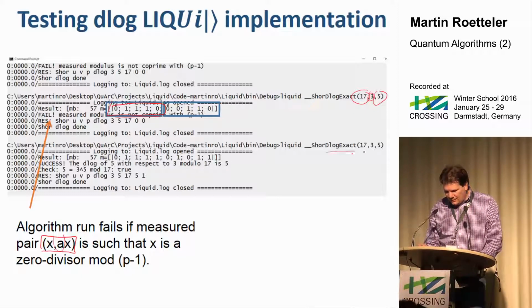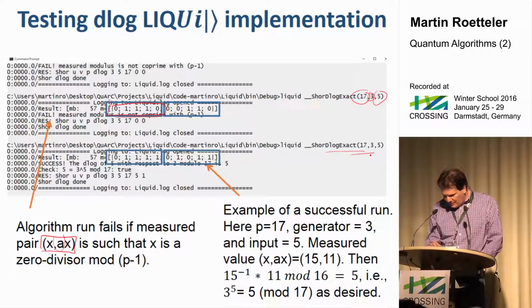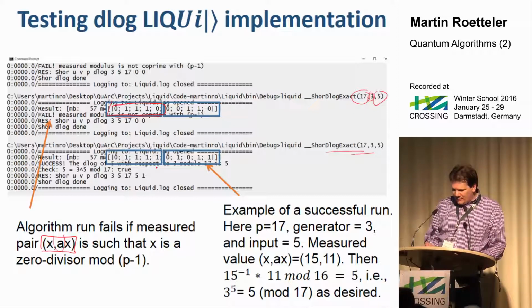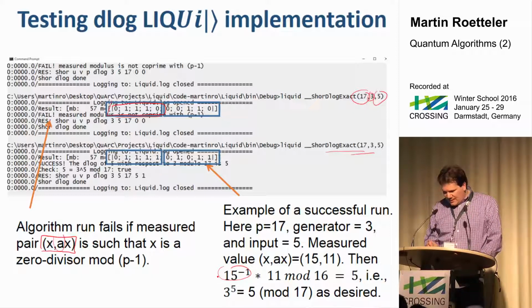In another run, so it's randomized, I pick a different number down here, and the number is 1, 1, 1, 1, so that's 15. Right? That's an odd number, so it's invertible mod 16, GF17 star, which is cyclic of order 16. So any odd number is invertible there. You can compute the inverse of that number mod 16, take it times the other register, which in that case is 8 plus 2 plus 1 is 11, right? You get a certain value, which is 5, and then lo and behold, 3 to the 5 is equal to 5 mod 17.